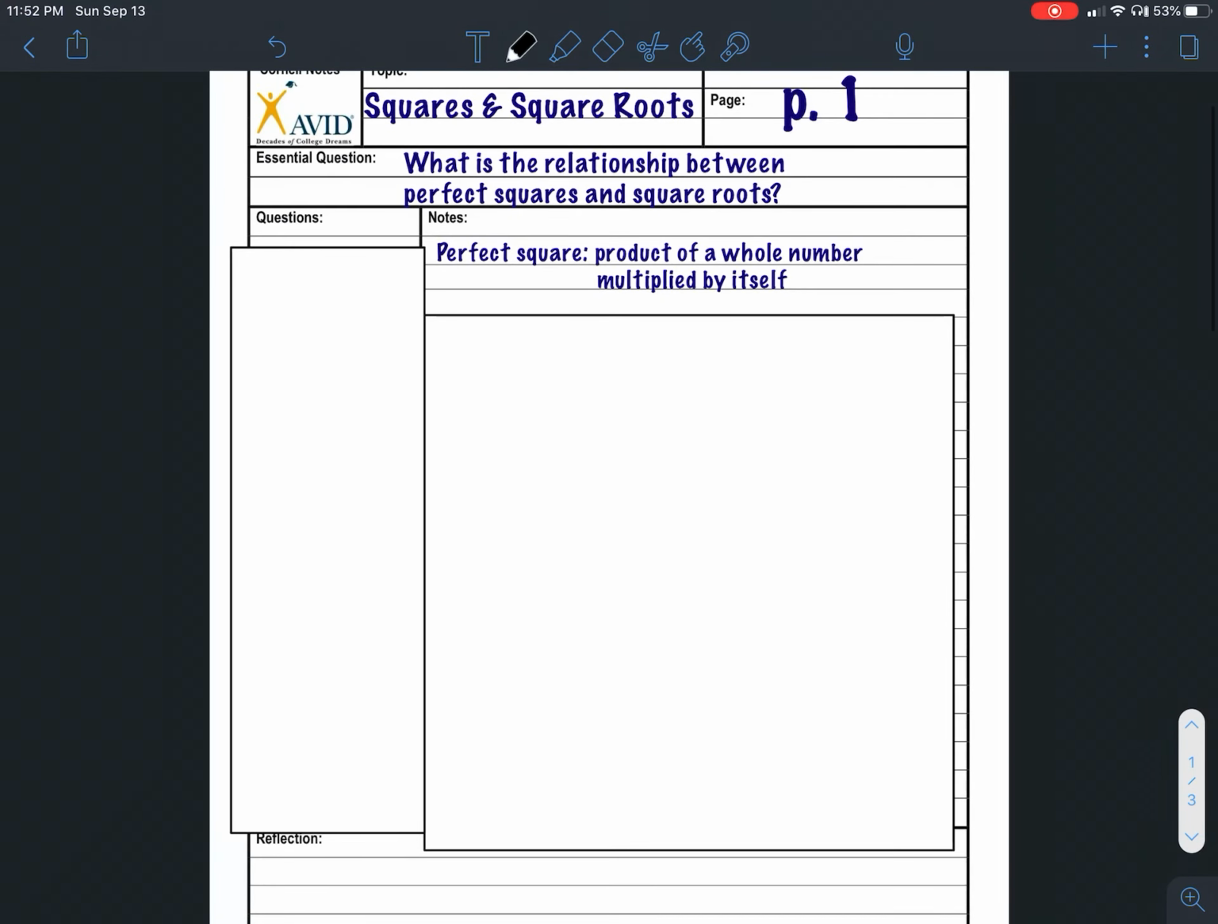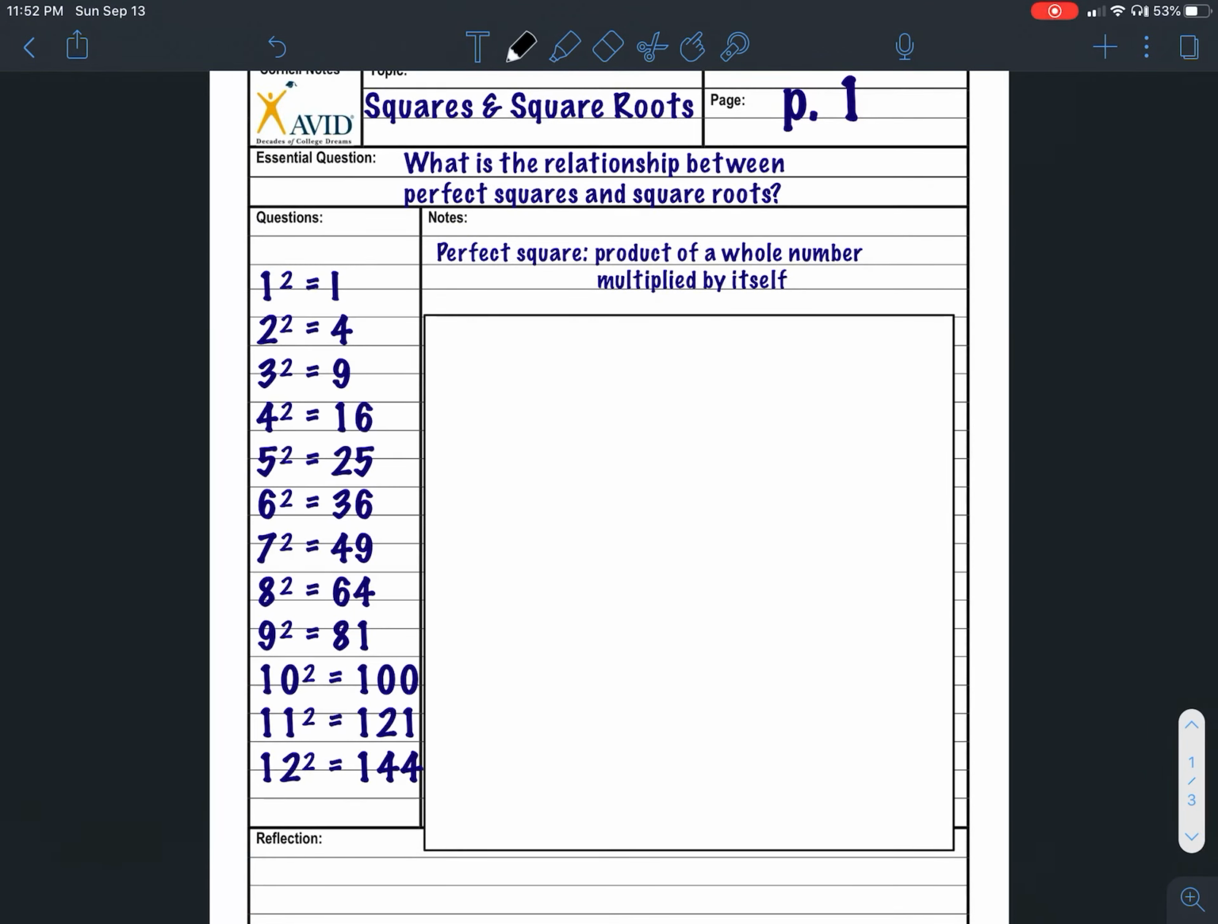So the first thing I'd like you to do is use this left question area to write all of your perfect squares to 12. The reason I want you to do this is, A, to see all of the perfect squares up to 12, because these are the ones you'll deal with the most, and also to get to see what numbers are perfect squares, so that you can recognize them a little easier in the future.